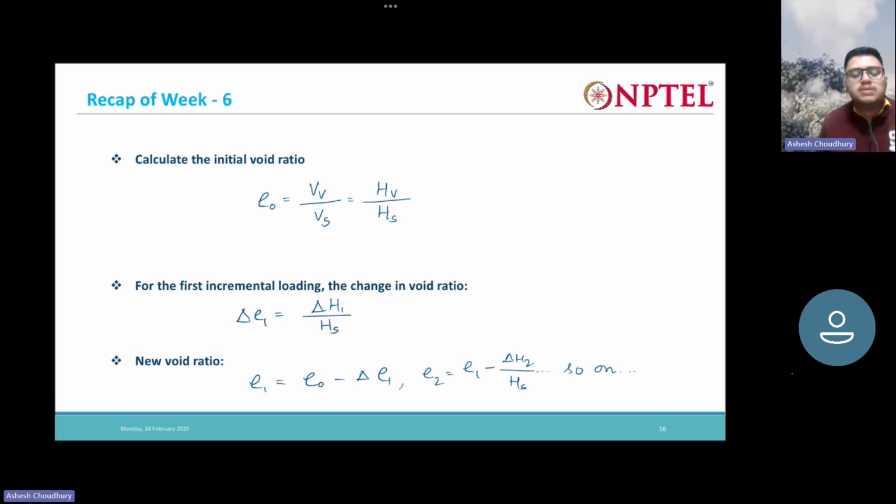We will solve our problem, then it will be more clear. As we keep on increasing the load, the void ratio is going to reduce. So that void ratio, this way we are going to calculate it.